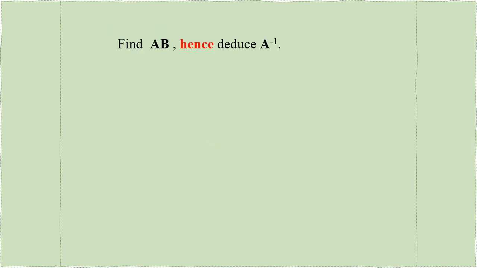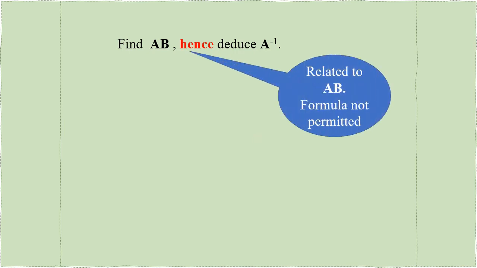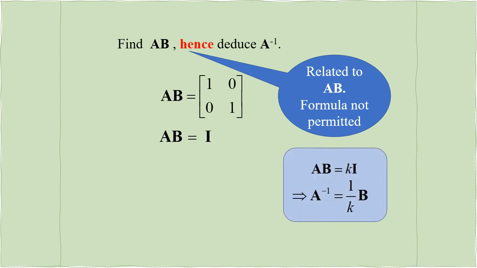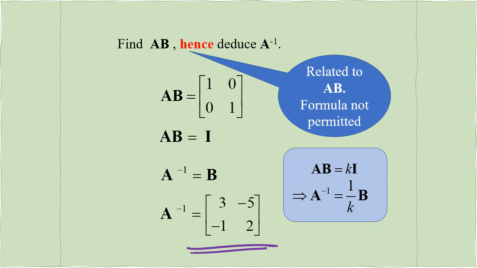So if AB equal to I, we can deduce what is A inverse. So AB equal to I means that A inverse is equal to B. So what is B? B equal to matrix of 3, negative 5, negative 1, 2. So this is our A inverse. So this is by using the properties method.